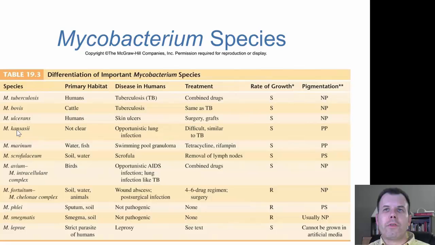There are a few other ones that can cause disease. This one is the bovis, which can cause tuberculosis that we see in cattle, and again can be spread to humans. Not always, but can.